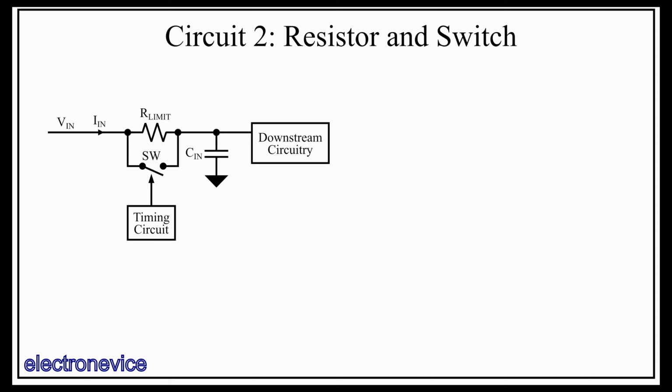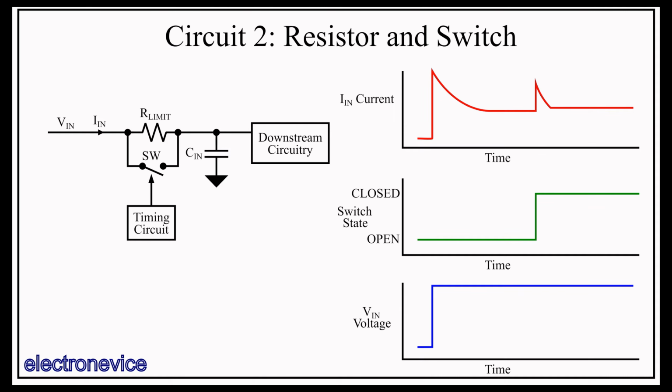The second soft-start circuit is a little more complex and deals with a few of the problems that the NTC thermistor circuit has. This circuit is a resistor and switch circuit. It consists of a series resistor and an electronically controlled switch in parallel with it. At initial turn-on, the switch is open and the resistor limits the current, as with the thermistor. However, in this circuit, once the input current decays a significant amount, the timing circuit triggers the switch to close, and the input resistance of the circuit becomes close to zero.